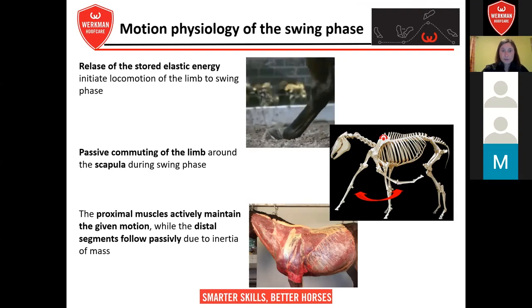And the second part of swing phase is mainly related to muscle work. So the proximal muscles actively maintain the given motion during swing phase. The distal limb just follows passively. There are no muscles, it's just following due to inertia of mass. And the proximal locomotor system maintains the motion. So the muscles are more important for the second part of swing phase.